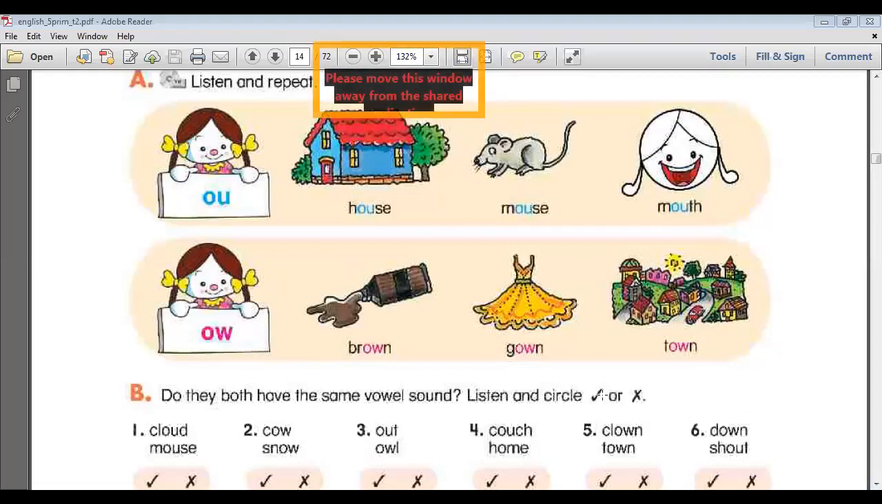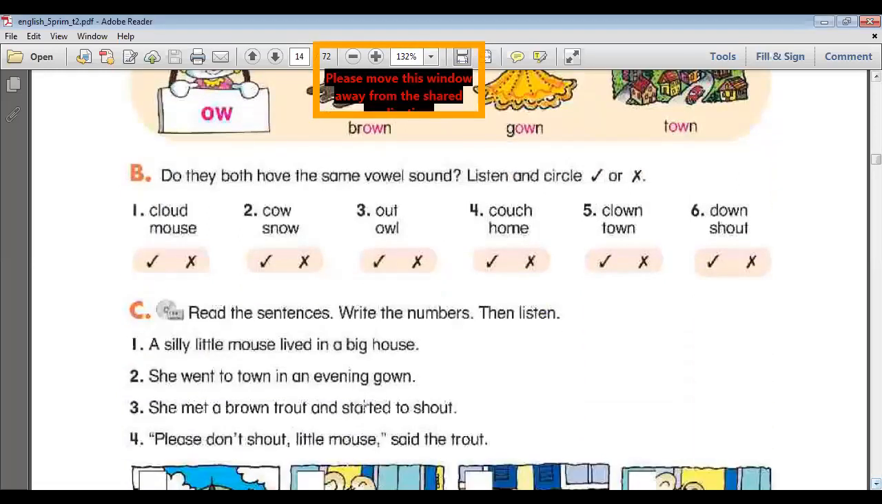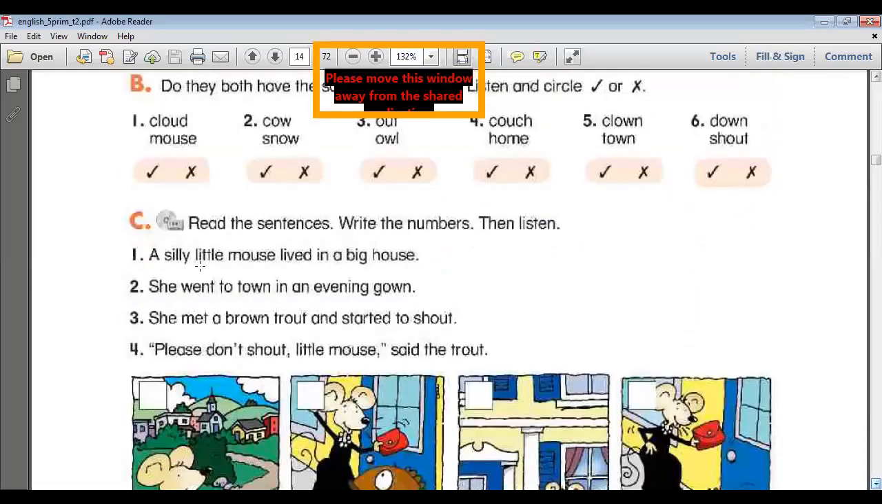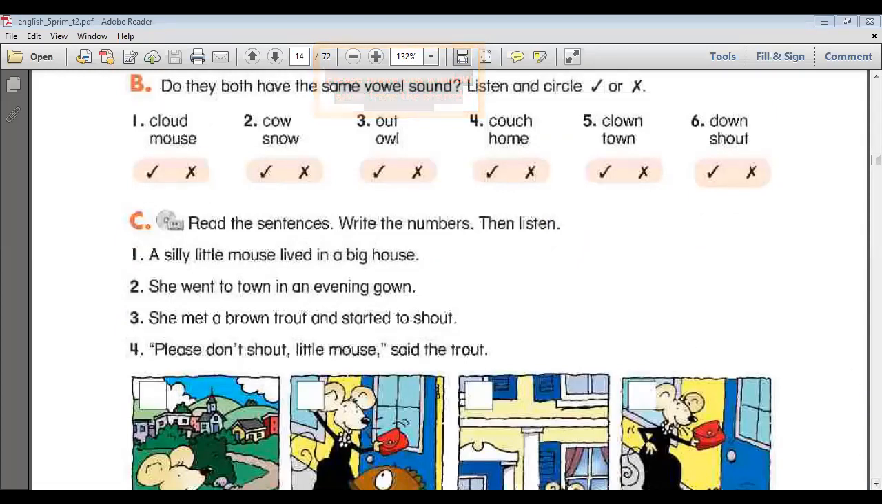Let's come to the next thing we'll take. So we want here to write the number of every sentence on every picture, okay? You see four sentences, you see four pictures. You should choose which sentence goes with which picture.